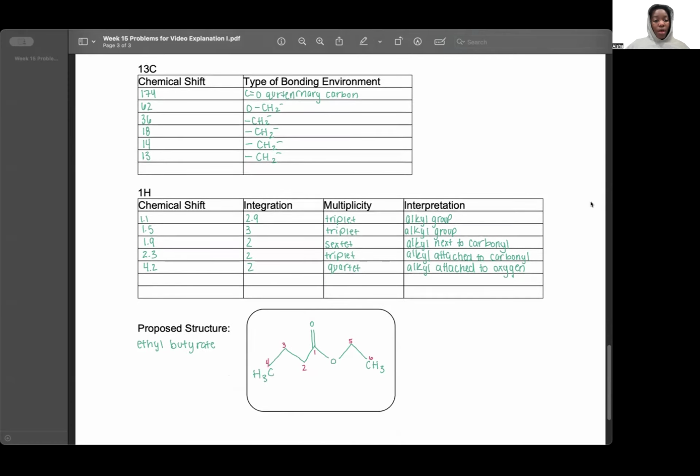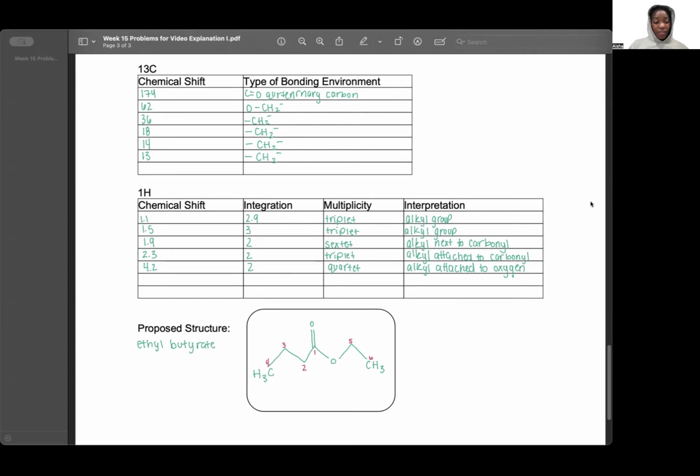Moving on. At chemical shift 1.1, there's an integration of 2.9, and we can tell that it is a triplet because of the ethyl group interpretation. And then at chemical shift 1.5, we have an integration of 3, the multiplicity of a triplet, and an interpretation of the alkyl group. At 1.9, we have an integration of 2, and the multiplicity is a sextet. The interpretation is the alkyl group next to the carbonyl. It's not attached to the carbonyl, but it's just next to the carbonyl.